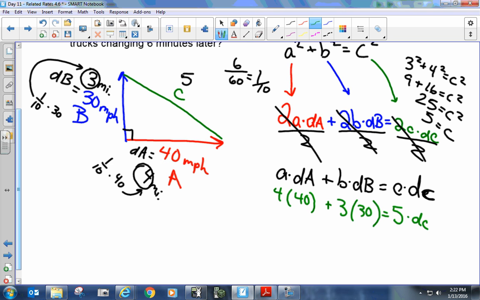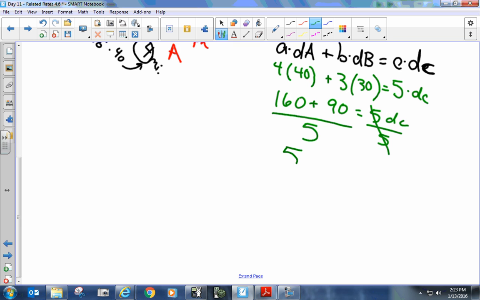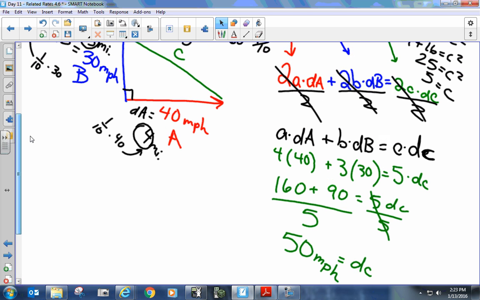So when I do, what's 4 times 40? What is 3 times 30? What happens when I divide both sides by 5? What is 160 and 90? 250. What's 250 divided by 5? The hypotenuse is changing at 50 miles per hour.